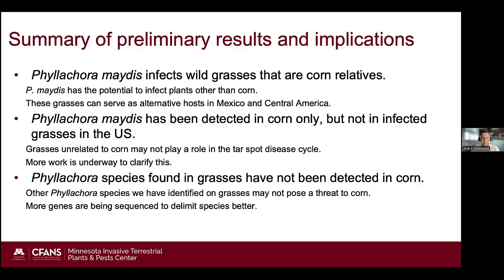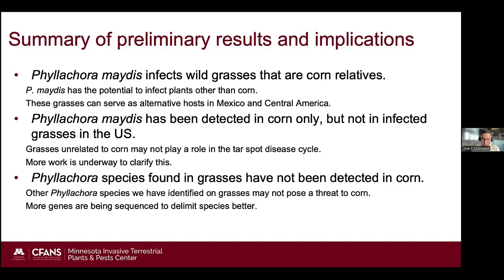Phyllachora maydis has been detected in corn only, but not in infected grasses in the US. So grasses unrelated to corn may not play a role in the tar spot disease cycle, but more work is being conducted to clarify this. The other conclusion is that Phyllachora species found in grasses have not been detected in corn. The implication is that other Phyllachora species we have identified on grasses might not pose a threat to corn. But this is just preliminary data, so more genes are being sequenced to delimit species in a better way. This will help us understand the biology of this pathogen and also the tar spot disease cycle.